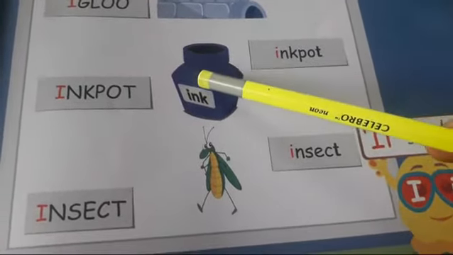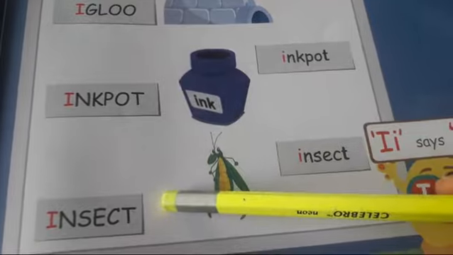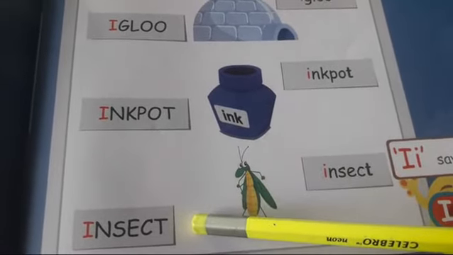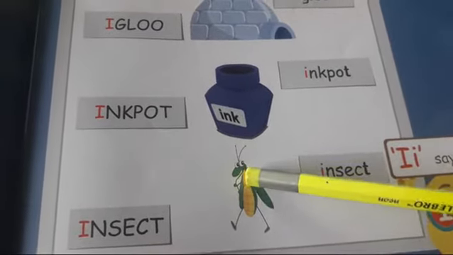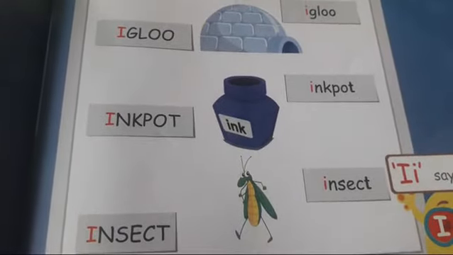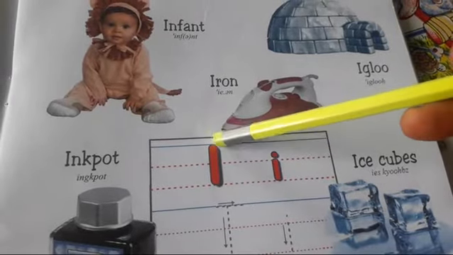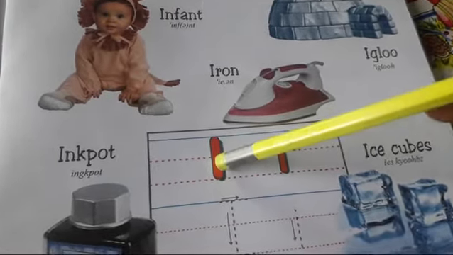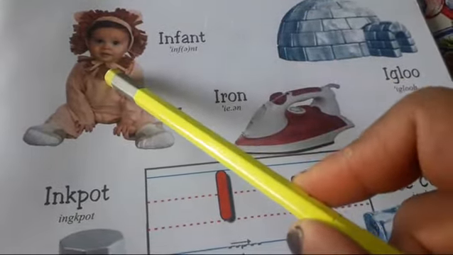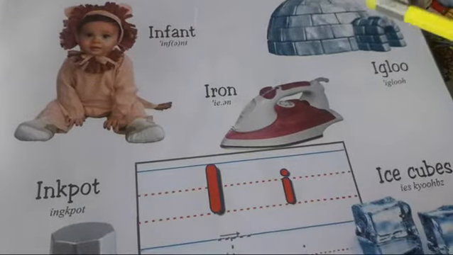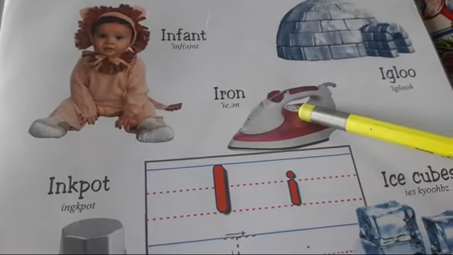Inkpot. I is for inkpot. Insect. I is for insect. Okay. Students, tell me, which letter is this? I. Infant. I is for infant. Igloo. Which picture is this, children?